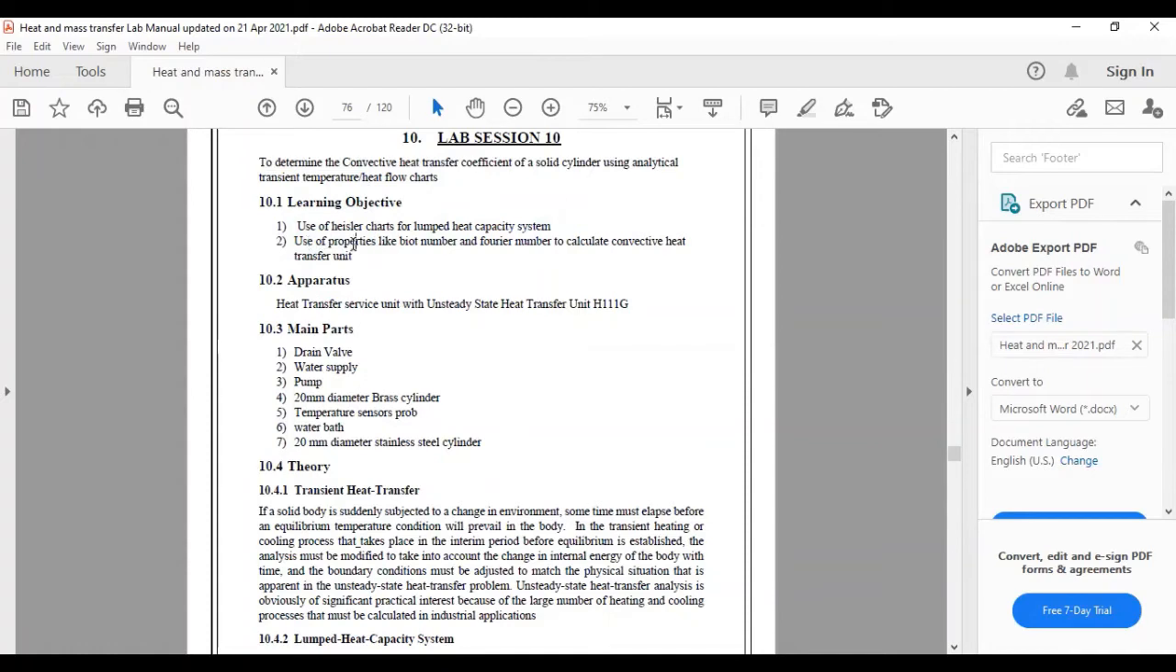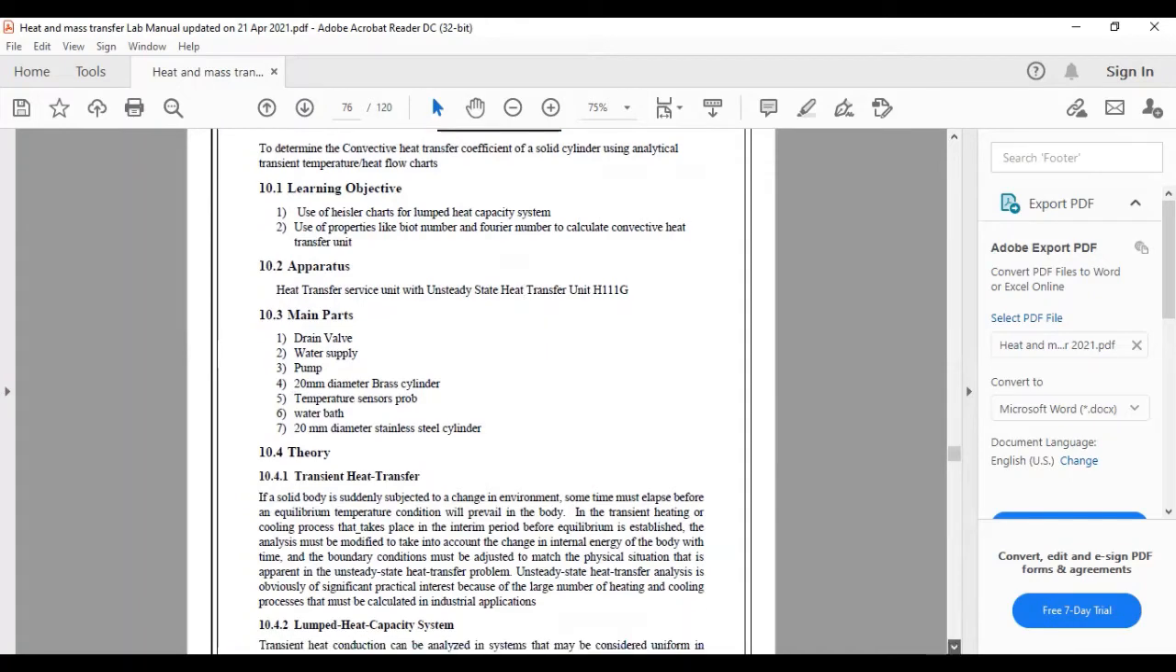And we will also use properties like the Biot number, I will explain later, and the Fourier number to calculate the convective heat transfer coefficient. The main apparatus we will use here is the heat transfer service unit with the unsteady state heat transfer unit, its code is H111G. Unsteady state is the same as I mentioned in the lumped heat capacity system, that is the transient stage of heat transfer. The main parts we will use are the drain valve, water supply pump, 20 millimeter diameter brass cylinder, temperature sensor probe, water bath, and 20 millimeter diameter stainless steel cylinder.